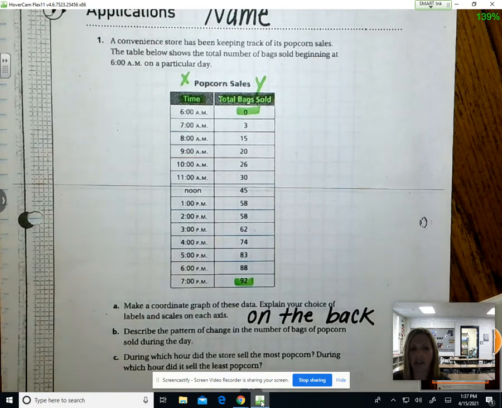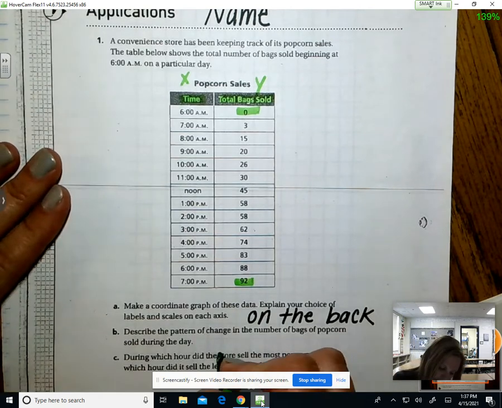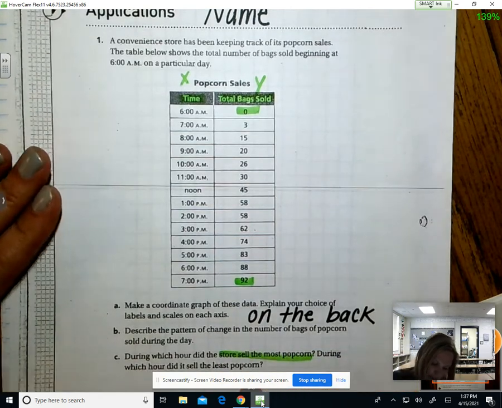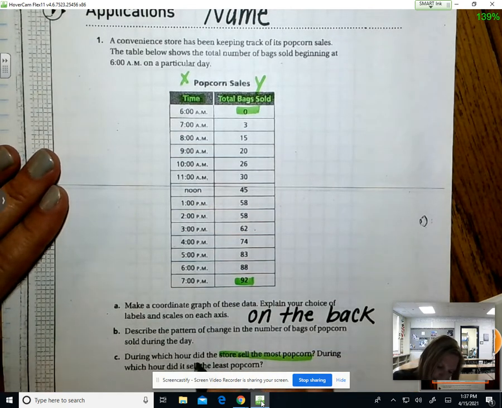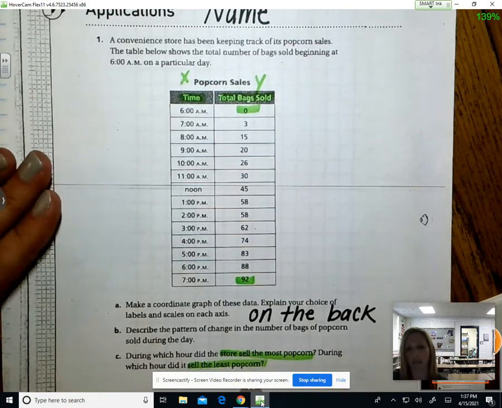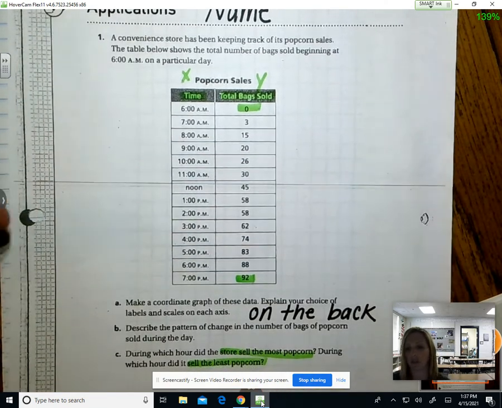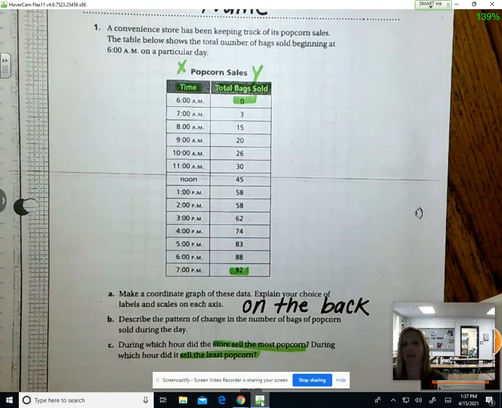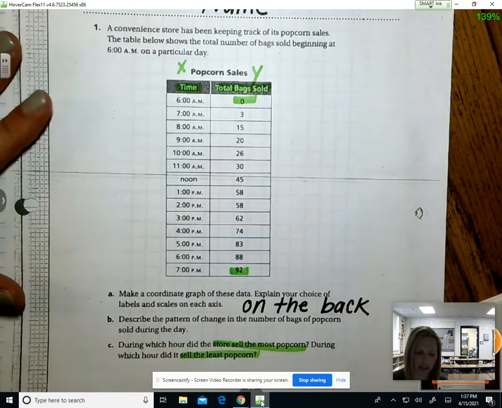And then for part C, it says during which hour did the store sell the most popcorn? And during which hour did the store sell the least popcorn? So please indicate that for me as well. Okay, so make sure that you go through, take your time, follow each step. Make sure your graph has everything on it that I'm looking for.